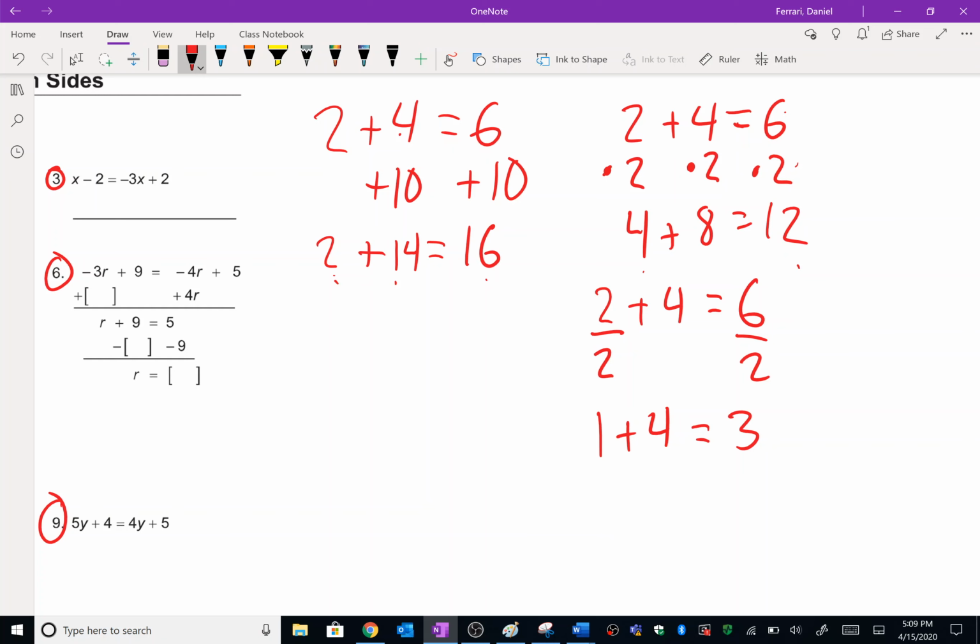But, again, if I do it to every term, the 4 gets divided by 2 as well, and that gives me 2. 1 plus 2 equals 3. That is a correct answer, okay?